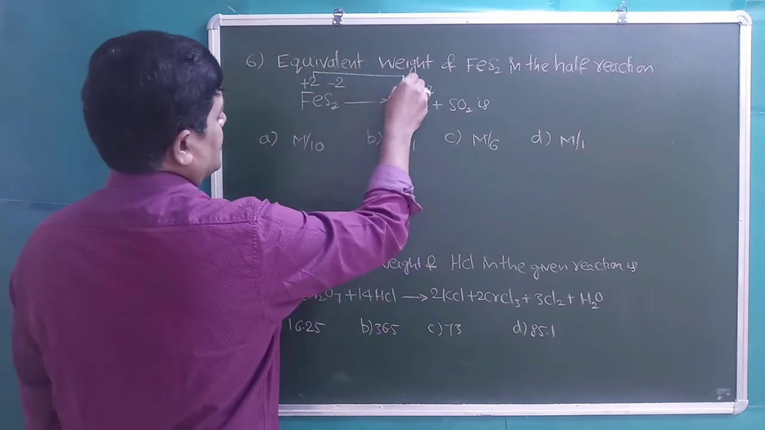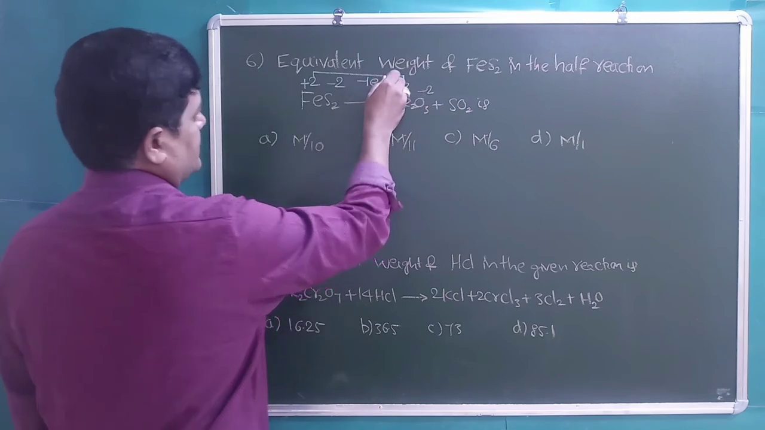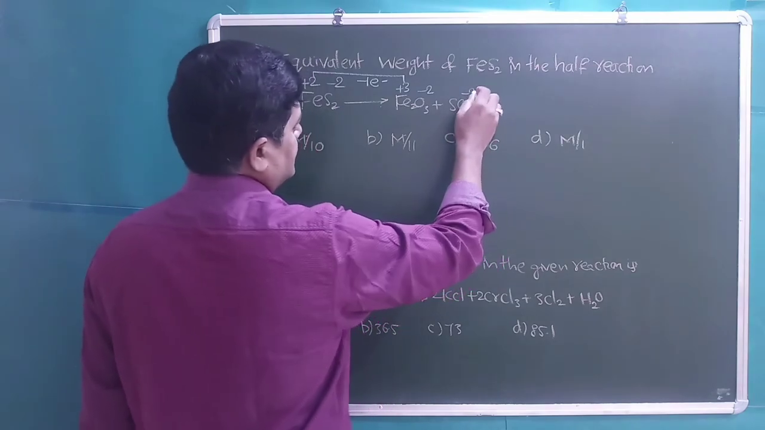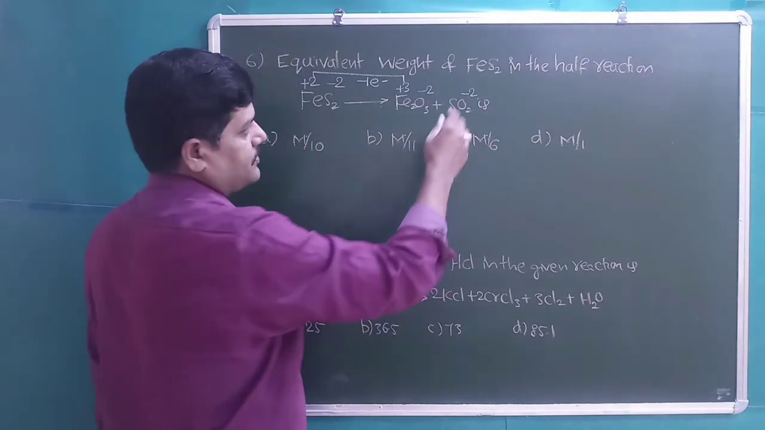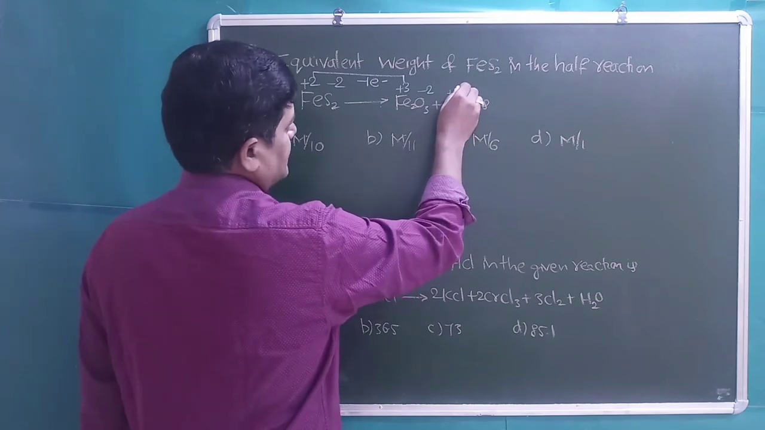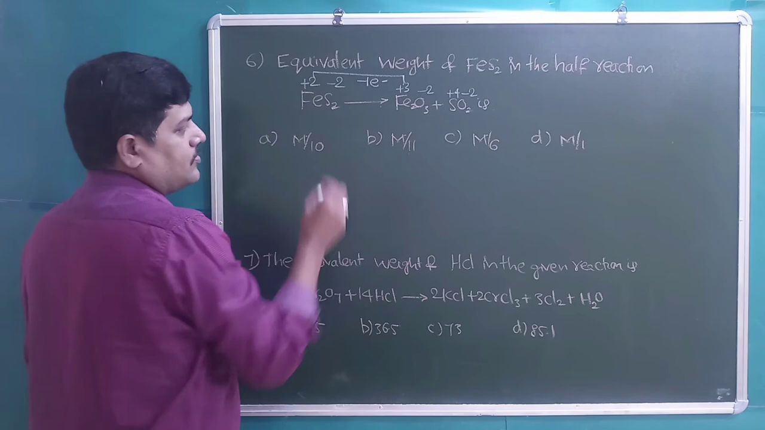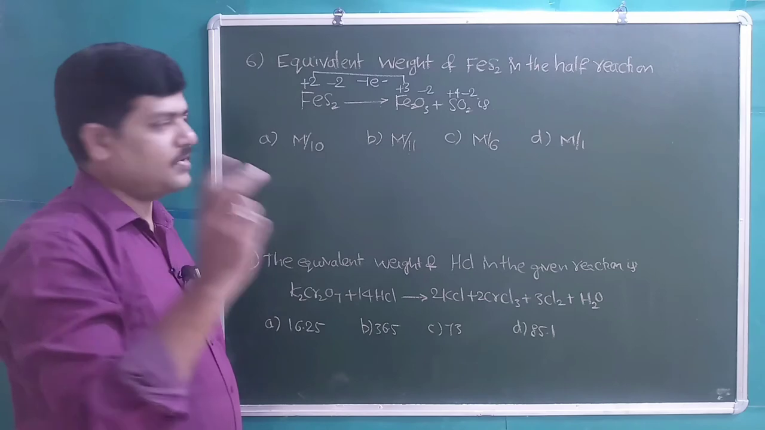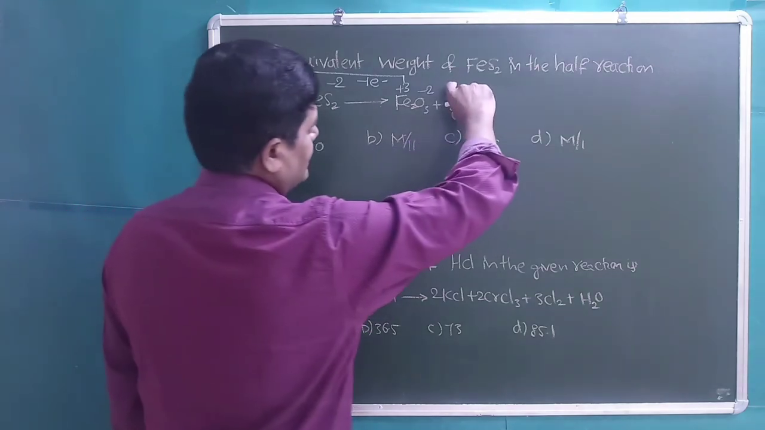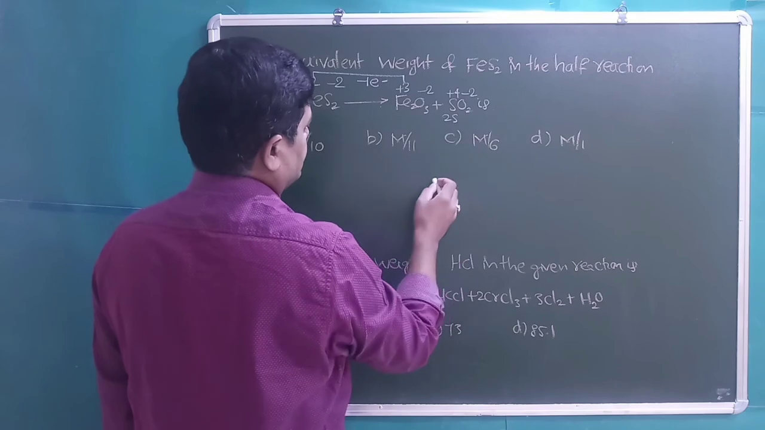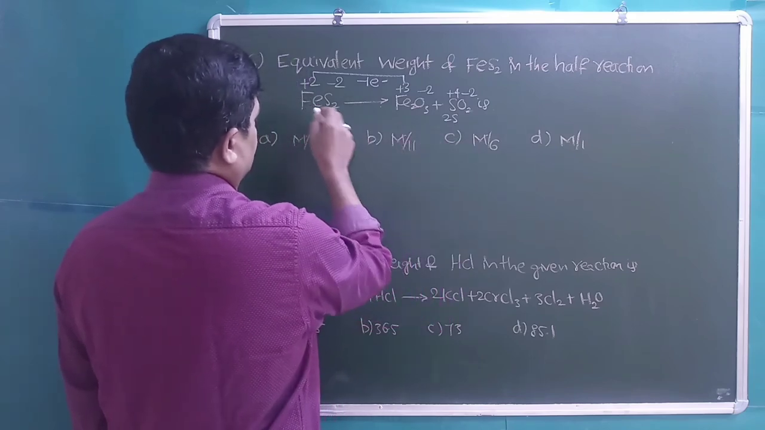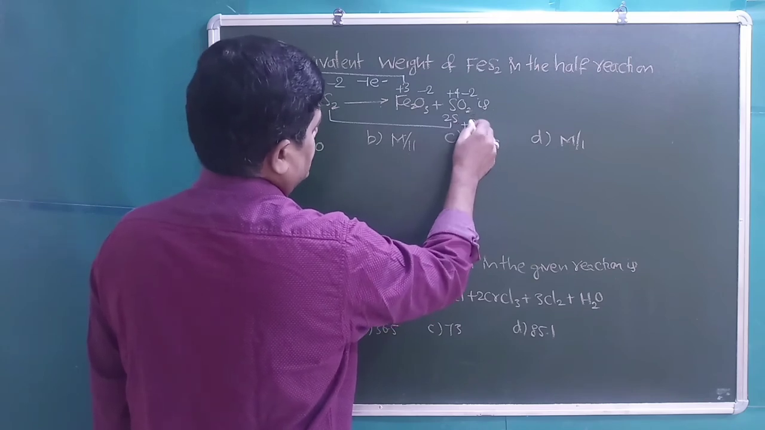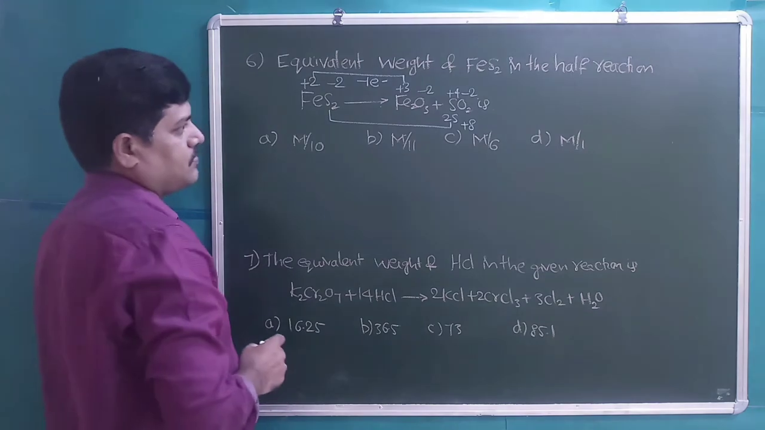So +2 to +3, it is losing 1 mole of electrons. And for sulfur, in SO2, the oxygen oxidation state is -2, -2 into 2 is -4. Then for sulfur it is +4. But in the compound for which we want to find the oxidation state, FeS2, there are 2 sulfur atoms. So here we also have to calculate for the 2 sulfur atoms. The oxidation state for the 2 sulfurs is +8, each sulfur +4, 2 sulfurs +8.